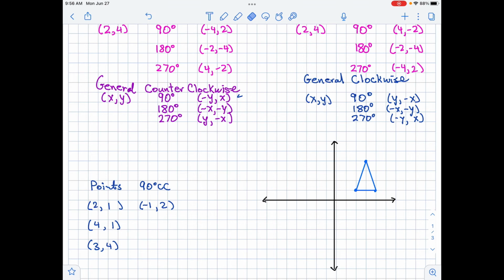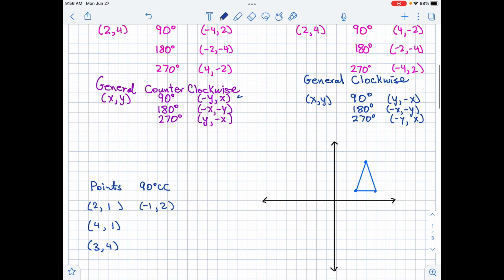So let's see what happens to 4, 1. Okay, so here's 4, 1. Well, this is going to be -1, 4. And this one over here is -4, 3. Now, let's see if that works out.